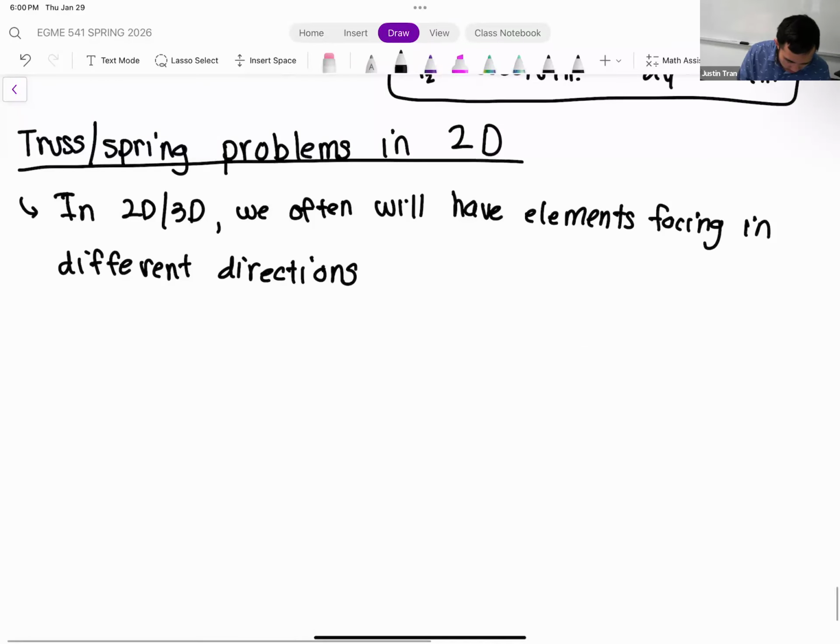All right, so let's draw a simple example here. Let's say that we have a truss element right here. It's facing some kind of diagonal direction. And then let's say it's supported by another truss element that's like this, okay?